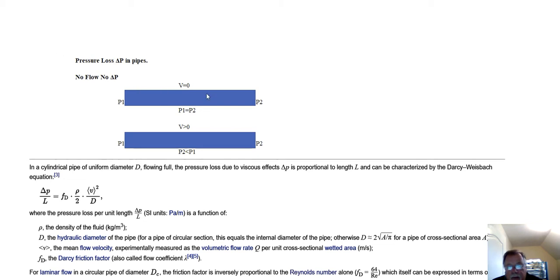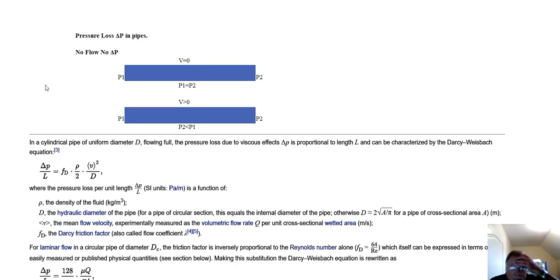If you take a pipe with P1 at one end, and there's no velocity through the pipe, there's no pressure loss through the pipe. So no velocity, no pressure loss. So once you have any velocity, you have to have a pressure loss. Now there are lots of formulas governing pressure loss, but basically they're all basically the same.